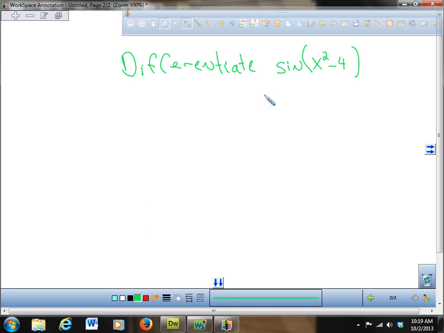So you can guess, you can't distribute the sine through. You can't say it's sine of x squared minus sine of 4, or 4 sine, because you can't separate those things. So this is kind of like you have an inside function and an outside function. The inside function would be u, and the outside function would be sine of u. When you do the chain rule, you take the derivative of this with respect to u, times the derivative of that with respect to x.